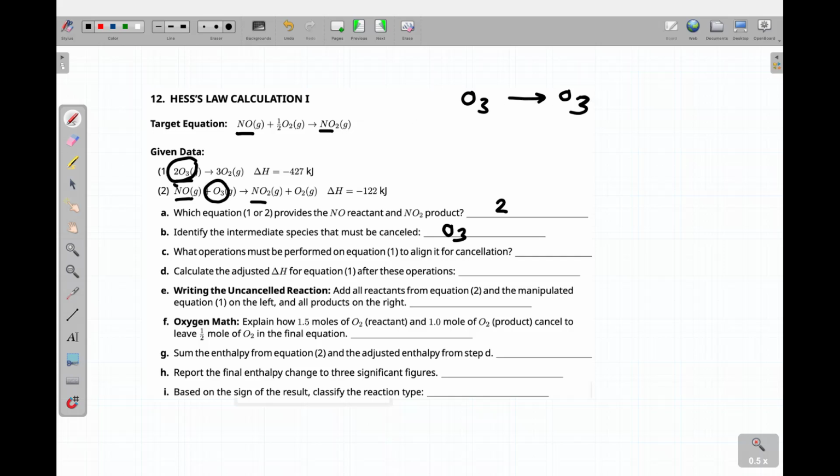But I cannot reverse this one. Why can you not reverse this? Because NO and NO2 are already in the right direction. They are already on the right. So I have to reverse the first one. So I have to reverse the first equation.